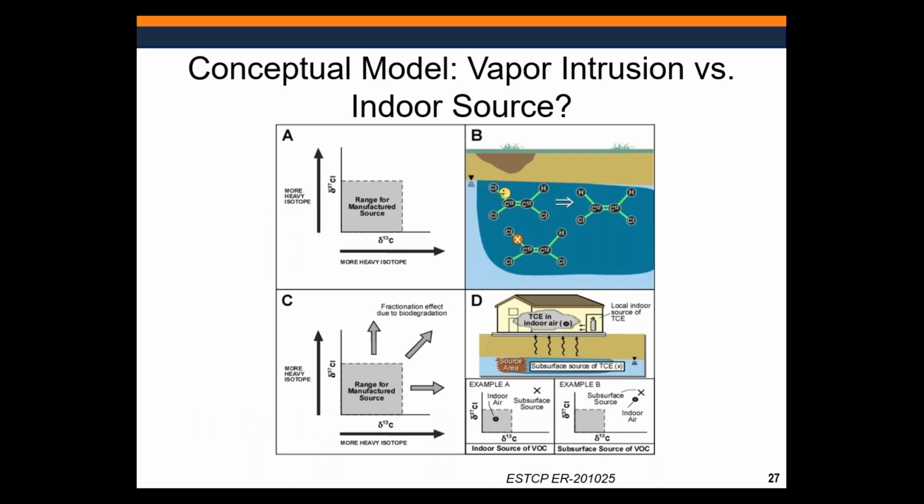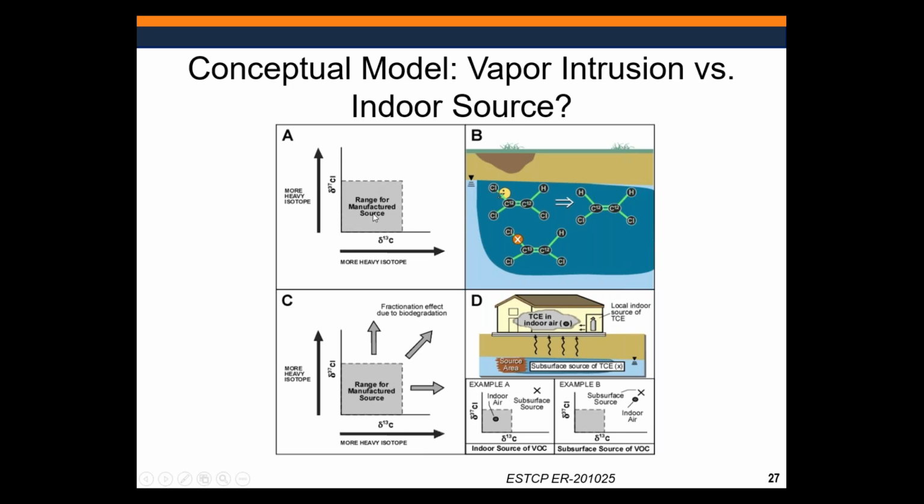And the neat trick here is this is sort of a pattern matching exercise. Essentially what these guys did is they said, okay, again, we know the range for manufactured sources of different chlorinated solvents. We know what the delta values are typically for chlorine. They're in this range. We know the values for carbon. And this is what's now called a dual isotope plot.